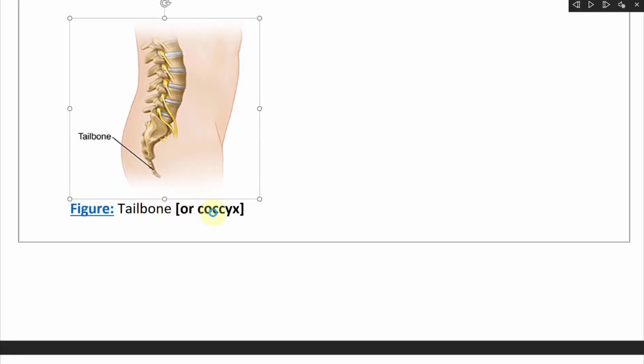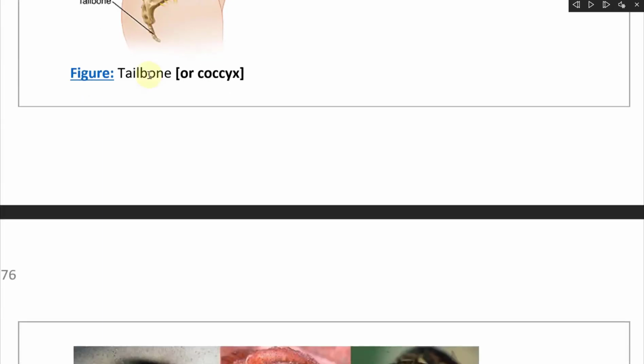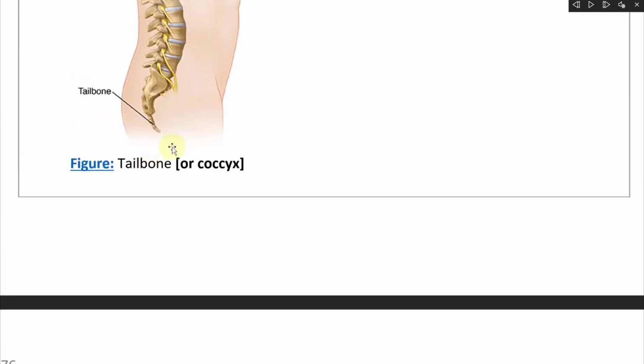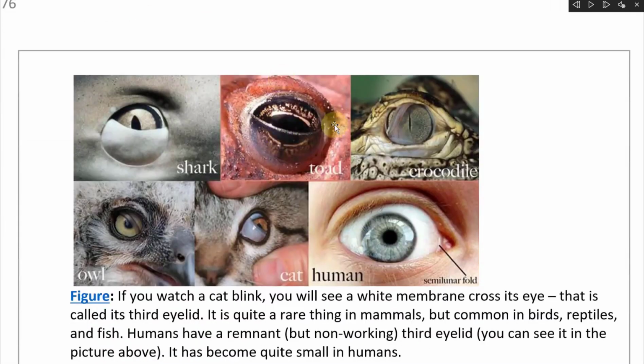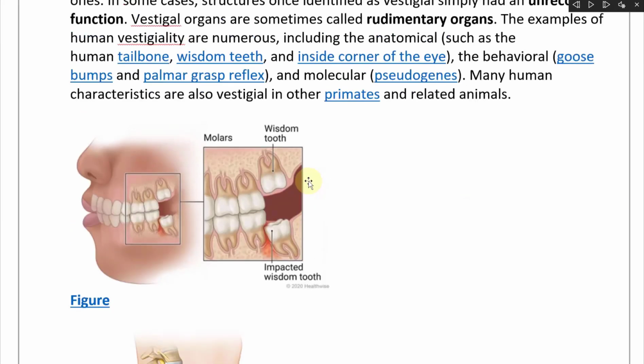Now the tailbone right here. It's also called the coccyx. This is from St. Luke's. So basically, humans don't have tails anymore, and this is a vestigial feature, a bone of a possible previous tail, according to evolutionary theory. And here's the other one, the inside corner of the eye.